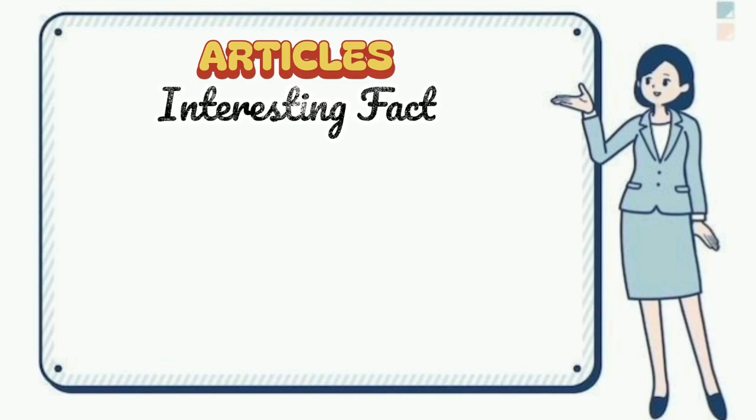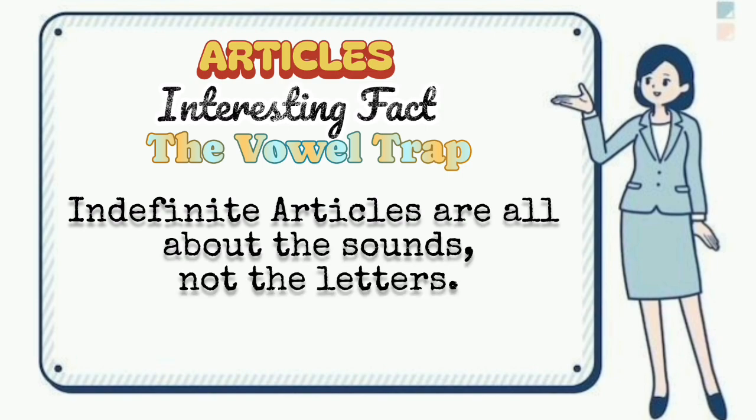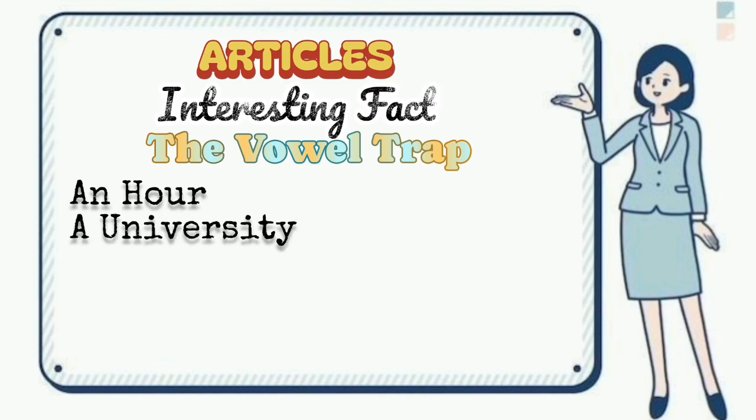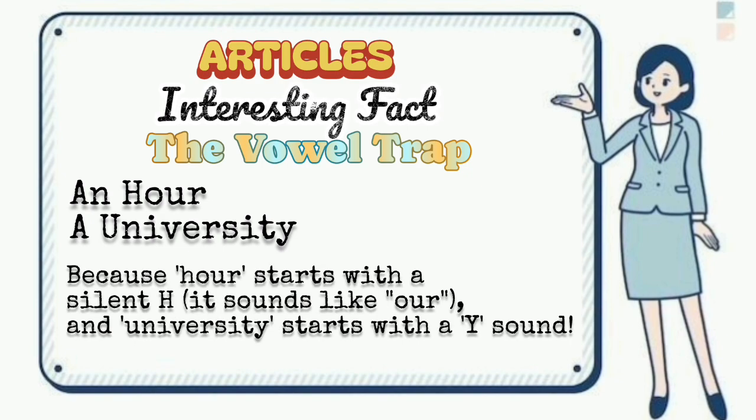Now, let me tell you an interesting fact. And we can name it the vowel trap. And the fact is, when we use indefinite articles, it is all about the sound, not the letters. Because why do we say an hour but a university? While hour starts with H, which is a consonant word, because it is silent, the sound is R, which is a vowel sound.